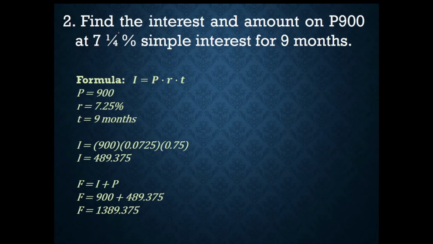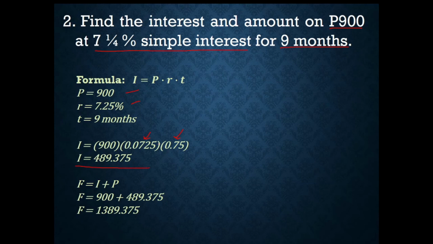So for example number 2, next is find the interest and amount on 900 pesos at 7 and 1/4% simple interest for 9 months. We need to take note of the 9 months here because this is not expressed in years. So we need to convert that into years. Our rate of interest is 7 and 1/4% while our principal is 900, which is listed here. Notice that the rate of interest was transformed into decimal form as well as the term, which is 9 months. So 9 months, or 9 divided by 12, will be equal to 0.75.